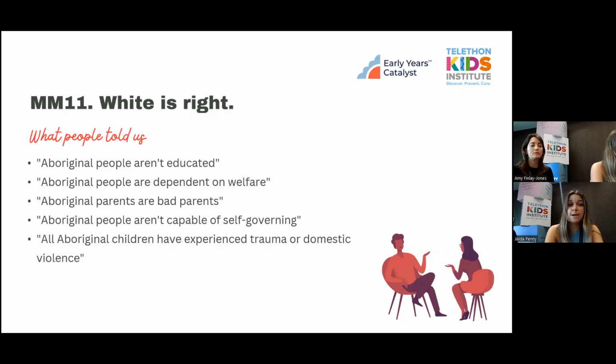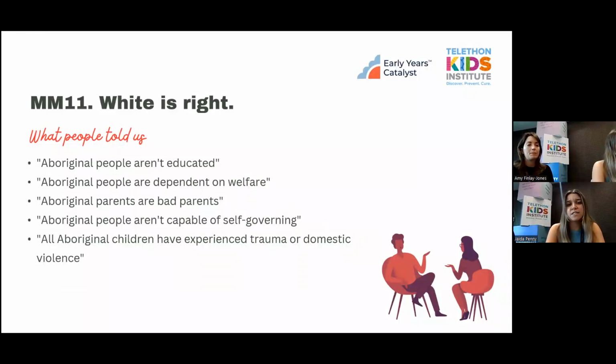So this mental model, White is Right, encompasses various deficit-based narratives surrounding children and families from all culturally and linguistically diverse backgrounds. It frames Aboriginal and Torres Strait Islander cultures and ways as less sophisticated than Western thinking and ways, or the word that was used in our consultations was that Aboriginal people and ways are primitive. So examples of what people told us is that Aboriginal people aren't educated, Aboriginal people are dependent on welfare, Aboriginal parents are bad parents, Aboriginal people aren't capable of self-governing, and all Aboriginal children have experienced trauma or domestic violence.